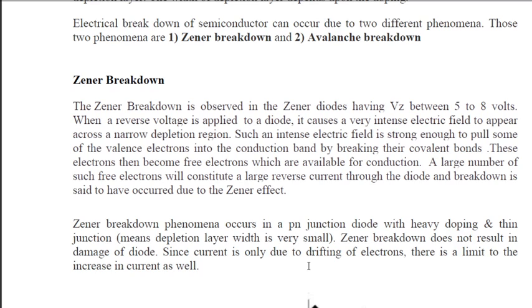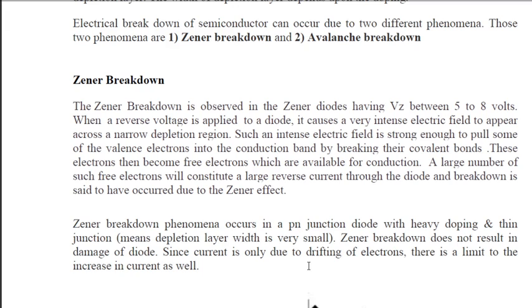Okay, now how this mechanism occurs is explained. When we apply reverse voltage to a diode, it creates a very high intense electric field at the depletion region. The depletion region thickness is small. So when we increase the voltage, there will be a very high intense electric field generated at the depletion region.